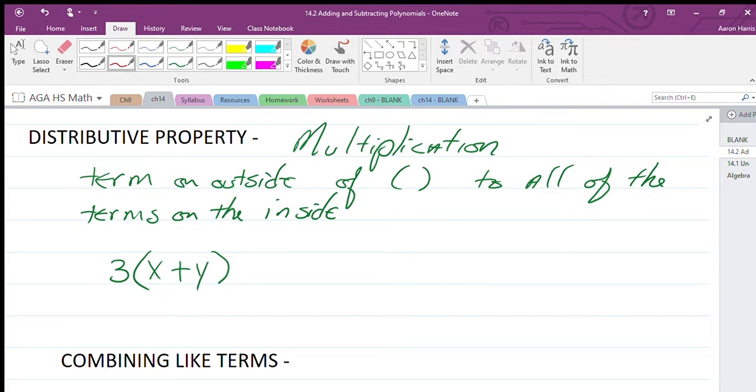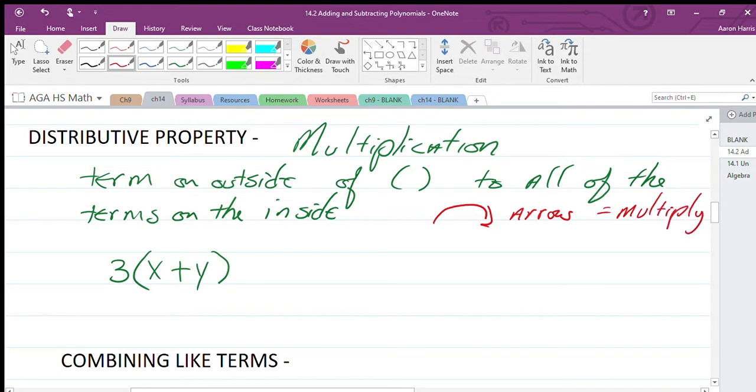Okay, now here's what's really important. We do something called these arrows. And anytime you see an arrow, what math property are we really talking about? Yes, multiply. Okay, we are going to multiply whatever's on both ends of this arrow. So when I do distributing, I distribute the 3 into the parentheses by drawing these arrows. So how many arrows do you see? 2, because there's 2 different terms.